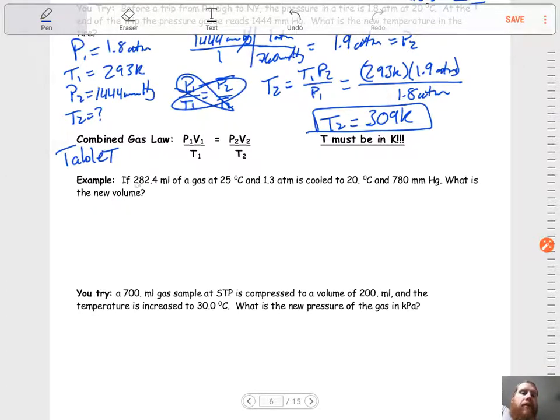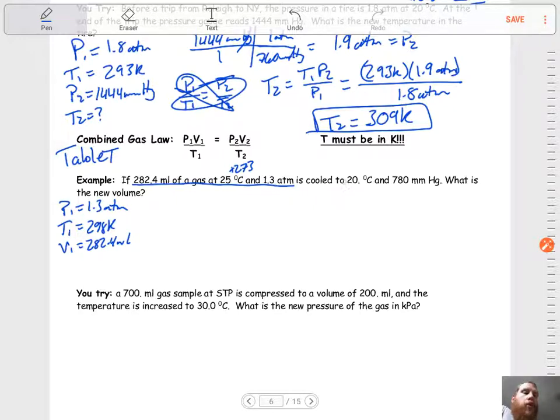So here we go. If this volume of a gas at that temperature and atmosphere. So there we go. There's our first condition. So P1 equals 1.3 atm. T1 equals 25 degrees Celsius. When I add 273 to that, my temperature is 298 Kelvin. And my V1 is going to be 282.4 milliliters.